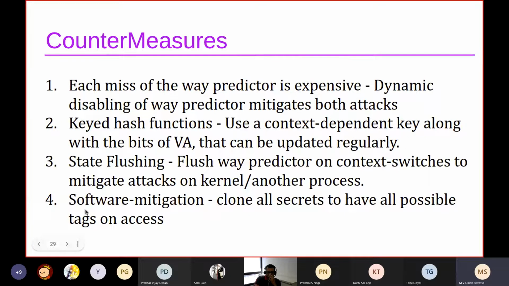The fourth was a purely software mitigation. Since the total number of UTAGs that you can obtain is just 256, you can clone all the data that you intend to keep secret into 256 different copies, each of which maps to a different UTAG. So when the attacker monitors the UTAGs, he cannot determine whether the secret is accessed or not.